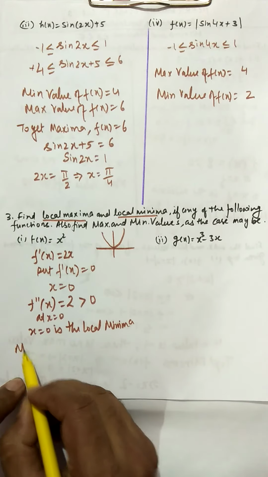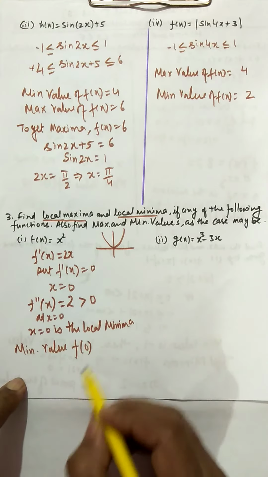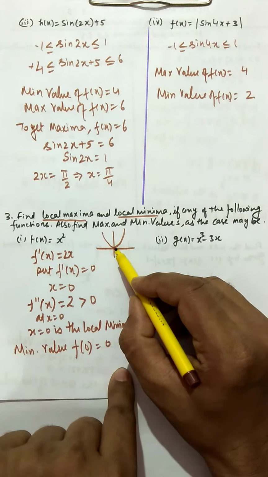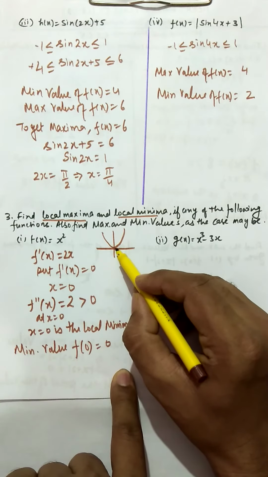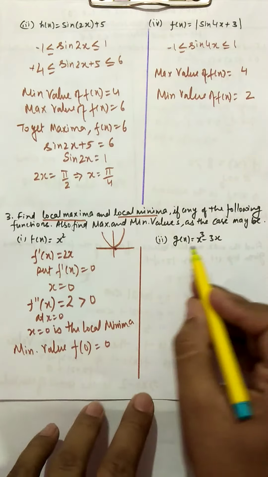So the minimum value will be f(0). So f(0) is going to be 0. You can see this graphically here, that the minimum value you are going to get here. So this is quite an obvious answer if you see the graph. Now we discuss the next question.